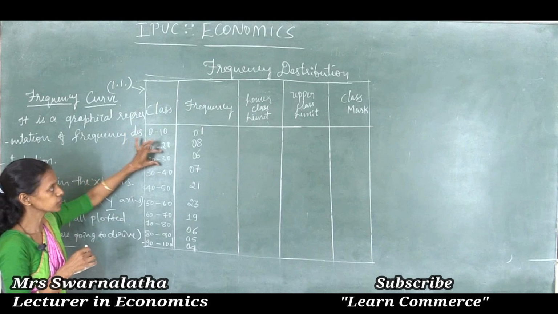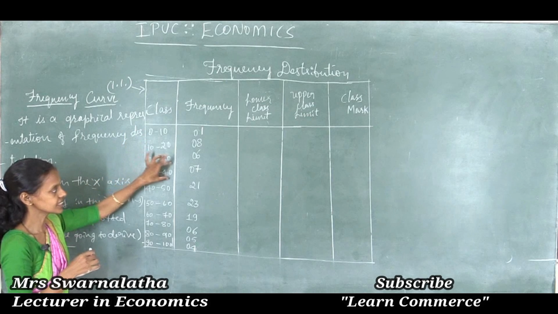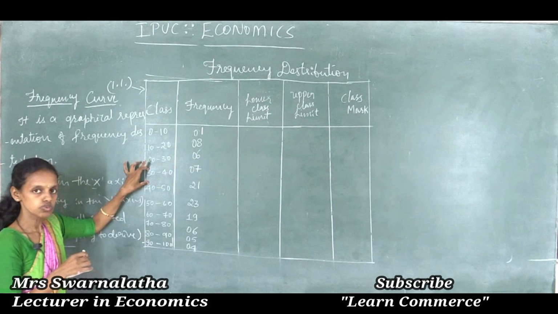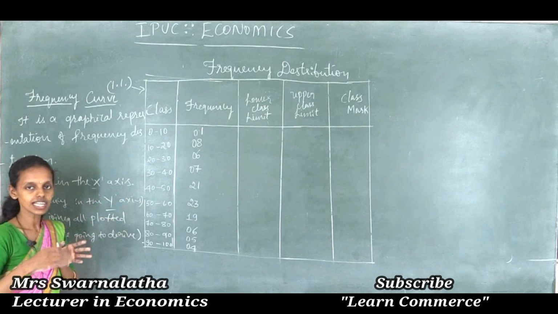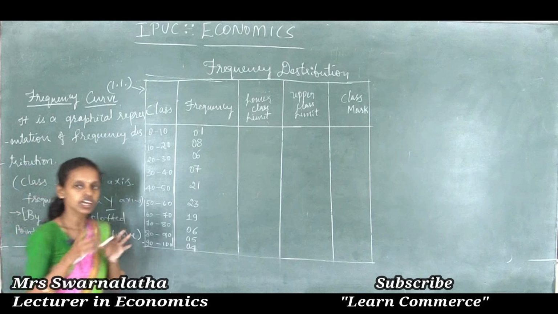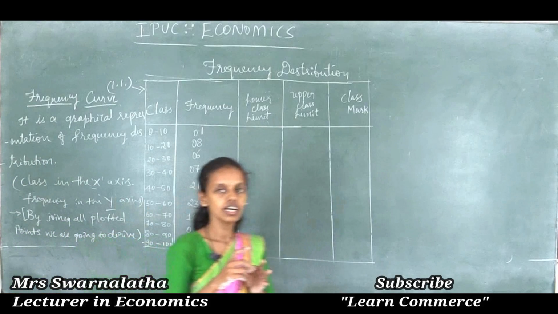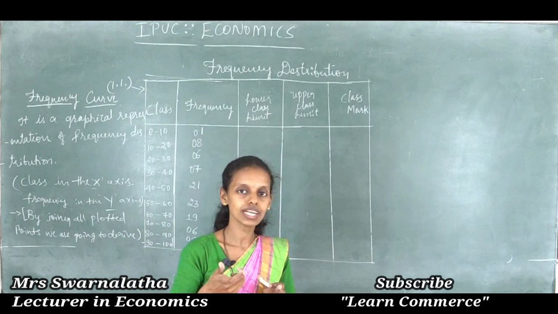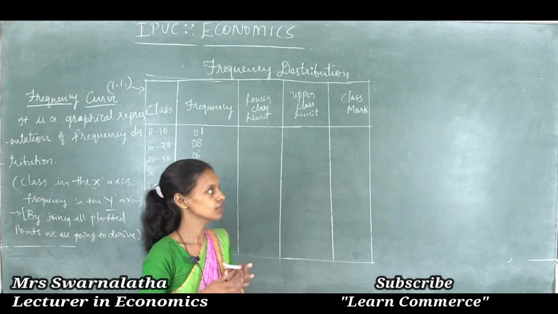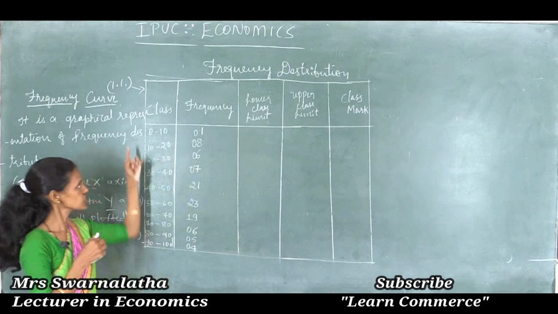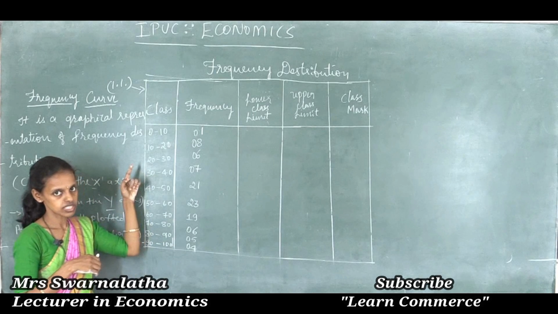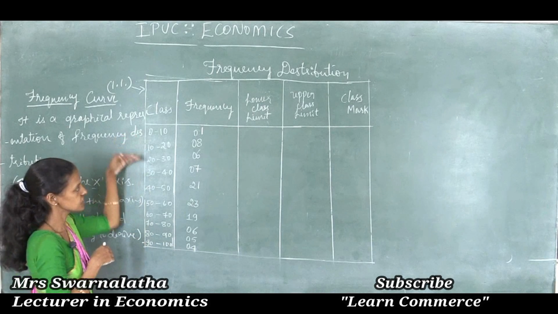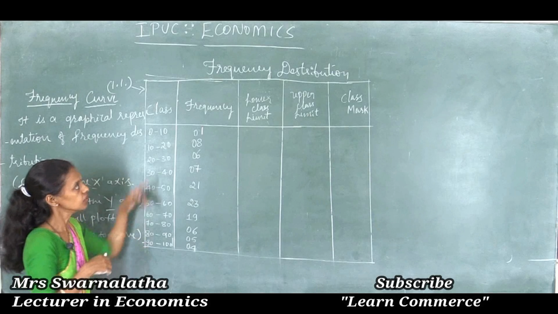10 to 20 is class 2, 20 to 30 is class 3, 30 to 40 is class 4. Like this we are taking the class intervals. While taking the class intervals, we should consider the range. Range means the difference between the upper class limit and the lower class limit. Thus the largest value and smallest value in the observation are used while calculating the frequency distribution and while arranging the classes with the frequencies.